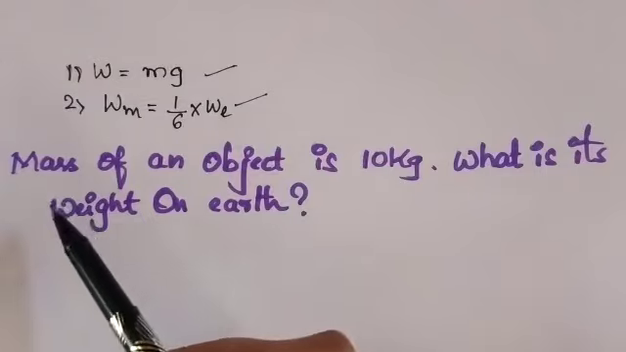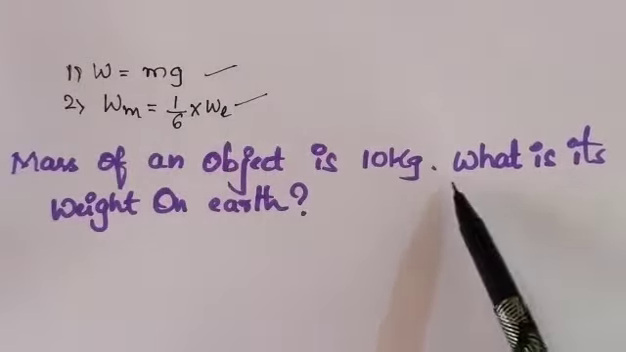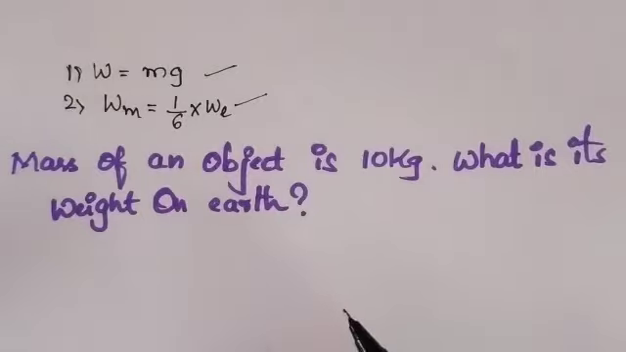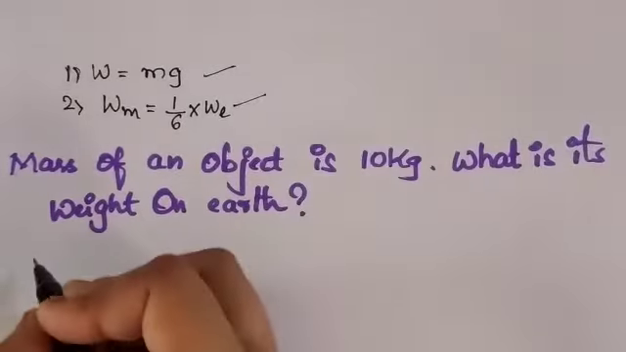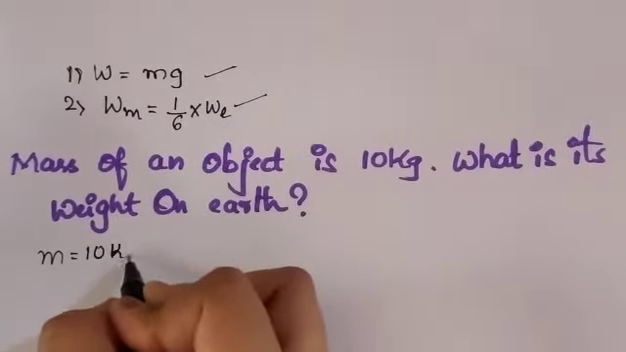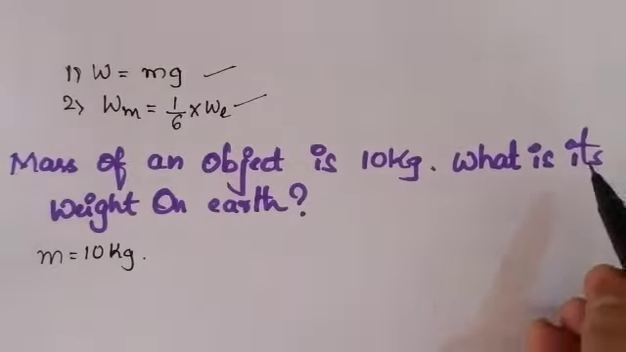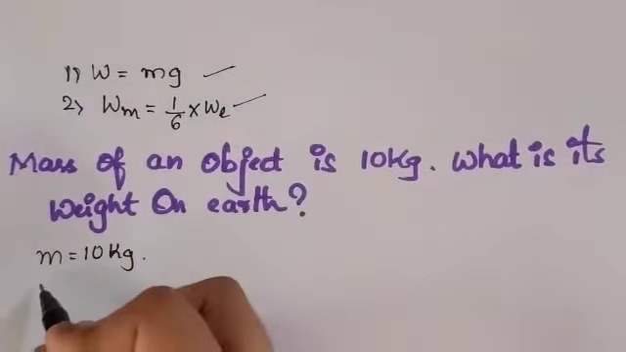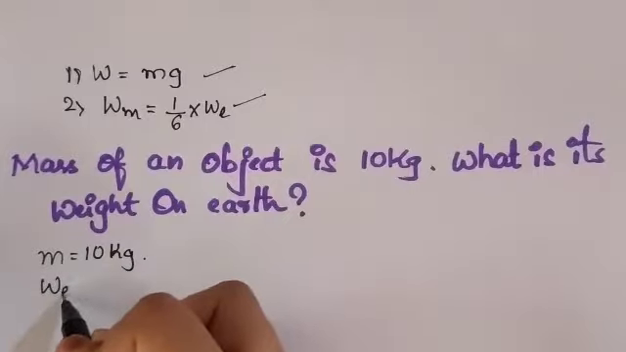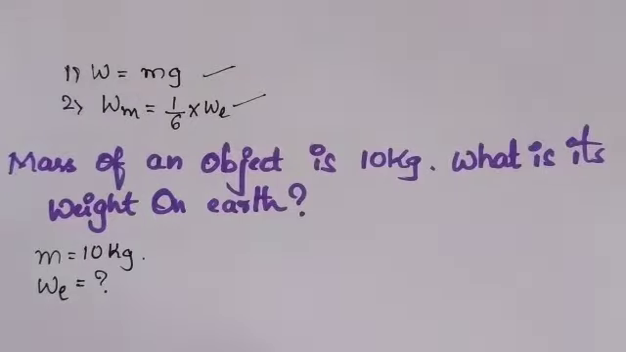Okay. So under that, the first problem is: mass of an object is 10 kg. What is its weight on the earth? Since the mass of the object is given, here m = 10 kg. First you have to write what are the things given. What is its weight on the earth? That means you have to find the weight of an object on the earth here. Here they have not asked what is the weight on the moon.